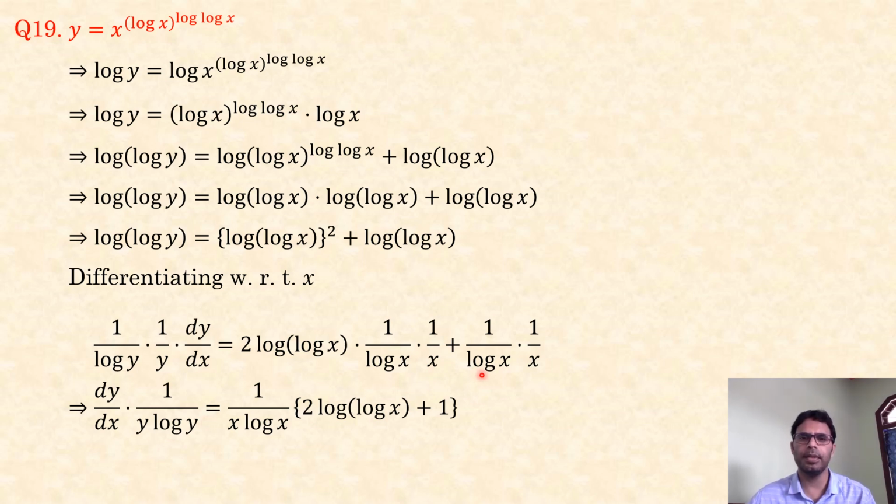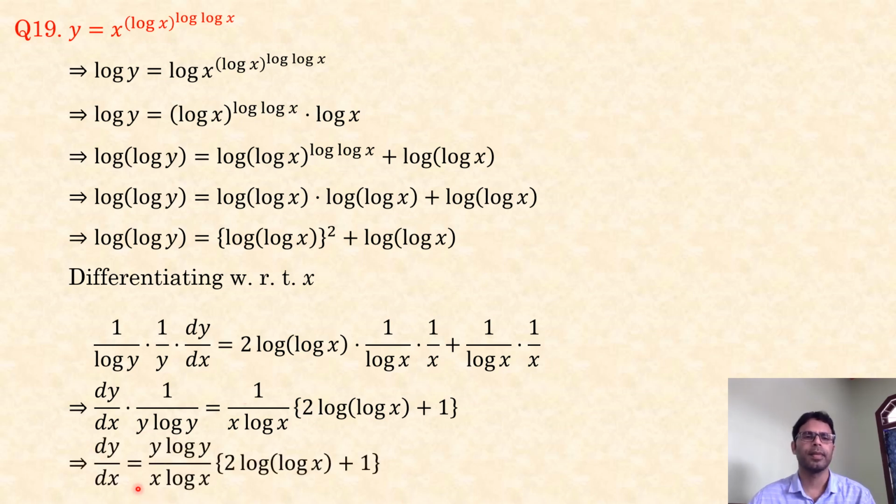I am taking common 1 by x log x, 1 by x log x. So it is 2 log x plus here it will be 1 because I am taking common 1 by x log x. Then this y log y will go to the right hand side. dy/dx is equal to y log y divided by x log x into this term is remaining same, and that completes the solution of the problem.